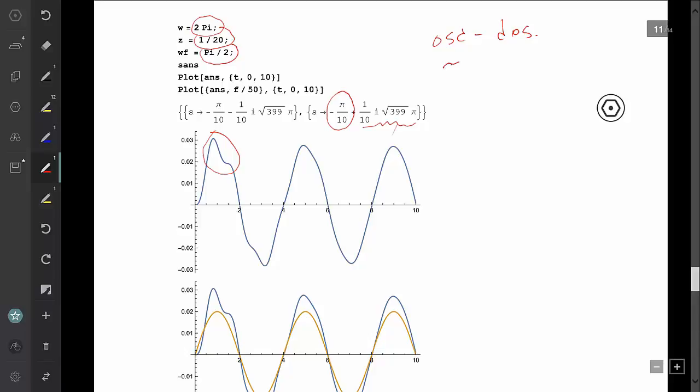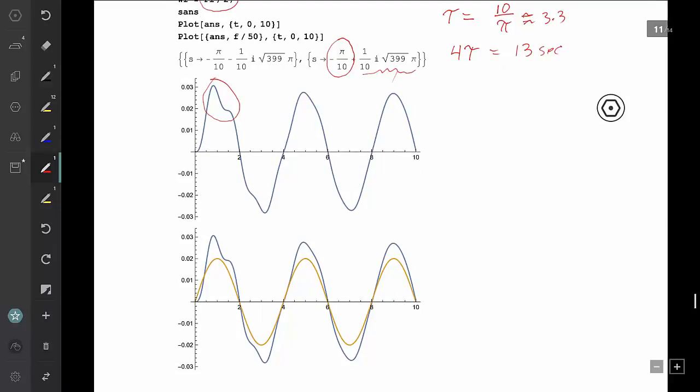What's the time constant? The time constant in this case is you flip the plus minus sign, so it's plus, and you invert the real part. So this would be 10 over pi, which is about what? About approximately 3.3 seconds. When does it get to steady state? 4 time constants. That would be about 12, 13 seconds or so.